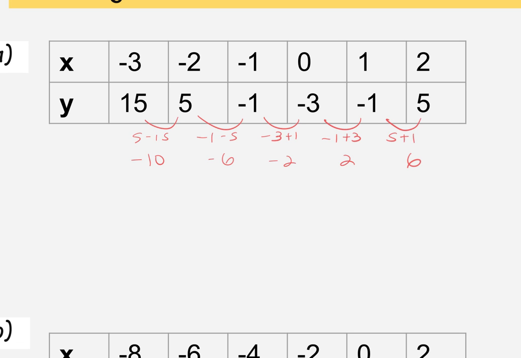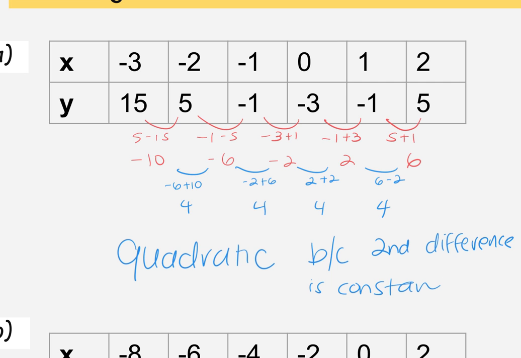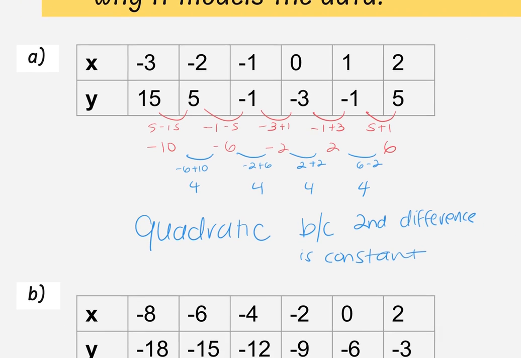Good. Now I go to second difference. So I'm looking at the difference here: -6 minus -10, -2 minus -6, 2 minus -2, and 6 minus 2. And I get 4, 4, 4, 4. Which means the best kind of model for this would be what? Quadratic. And you could say second difference is constant or the same.